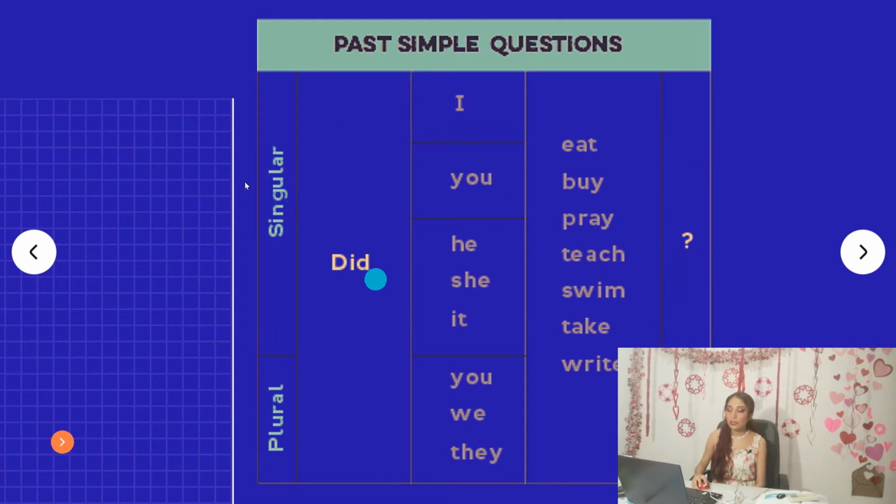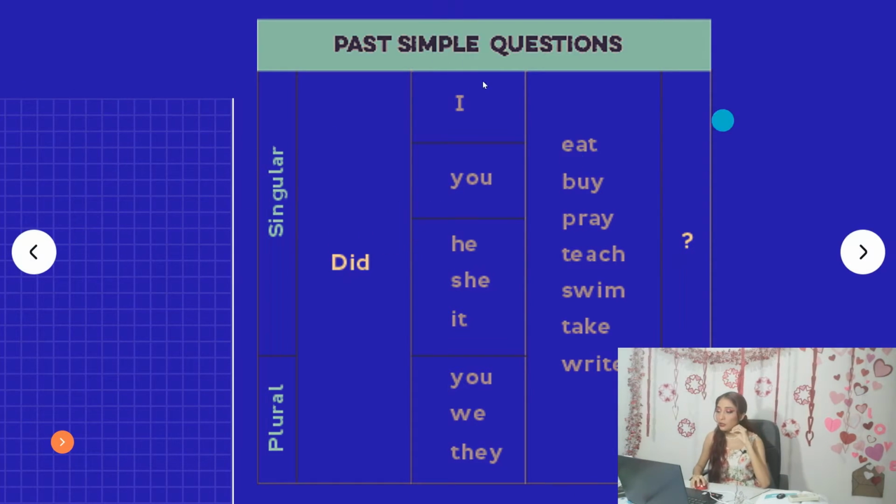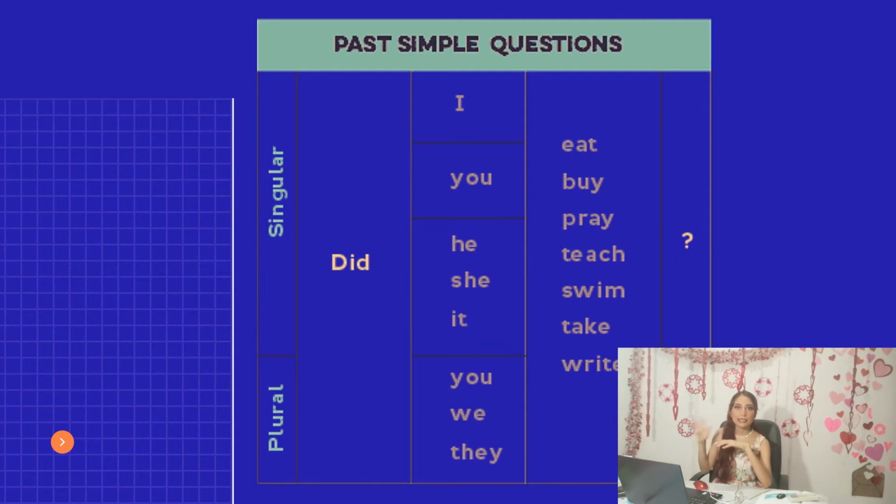So, is that easy? For example, we have in here, did I eat? Did you buy? And next to it you can add extra information to make your question longer. For example, did you eat pizza last month? Did you eat pizza on your birthday? Etc. You need to add more information if you want to, so it specifies your question. But if it is not really necessary, the main formula is this one, okay?